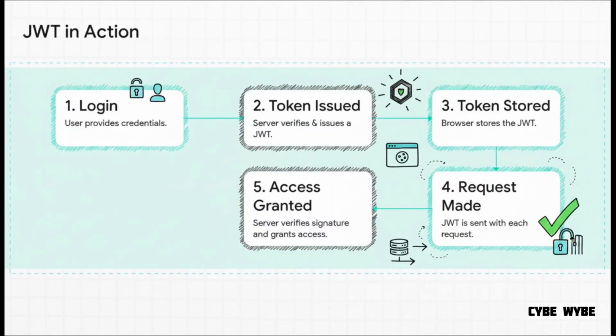Okay, so let's put it all together. Here's how it works in real life. One: You log in with your username and password. Two: The server says, yep, that's you, and it creates a shiny new JWT passport just for you. Three: Your browser grabs that passport and keeps it safe. And then, for every single thing you do after that, your browser automatically sends that JWT along with the request. The server just takes a quick look, checks the signature, and says, welcome back, without ever having to look you up in a database again.